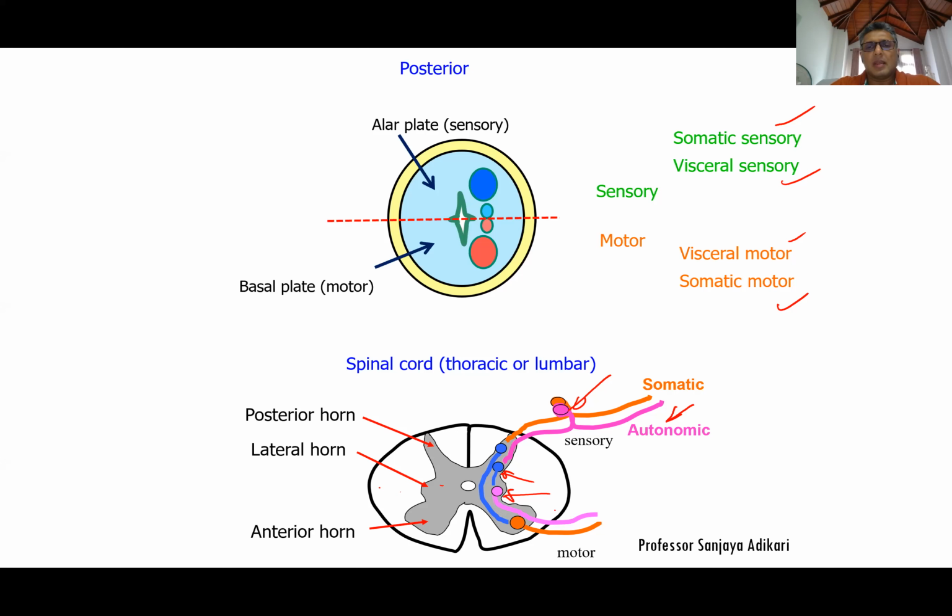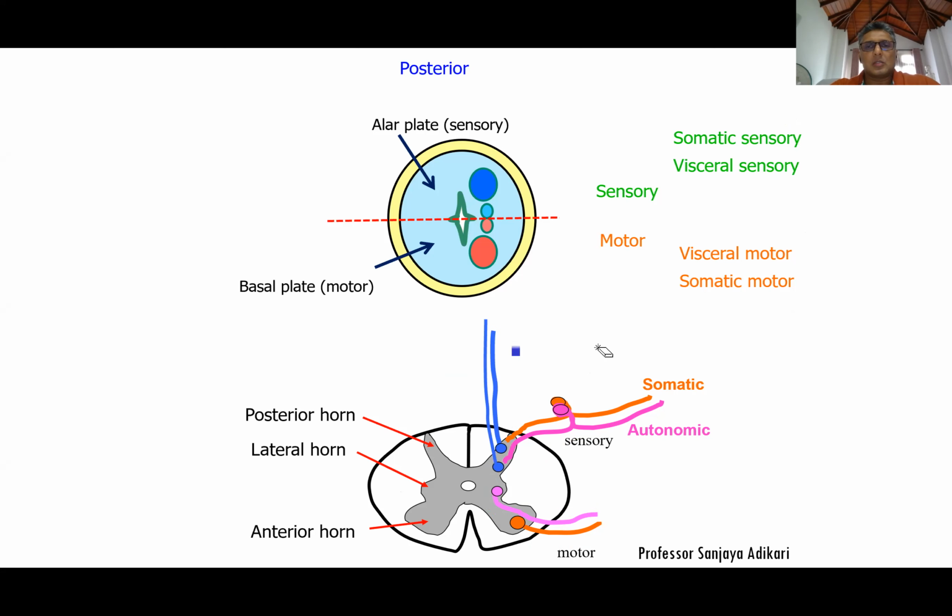So then you get the autonomic motor neuron coming out together with the somatic motor neurons. So if you draw a nerve root here and a nerve root there, you get both somatic and autonomic. Here you get sensory, this side you get motor. So that is a point that you need to remember first.